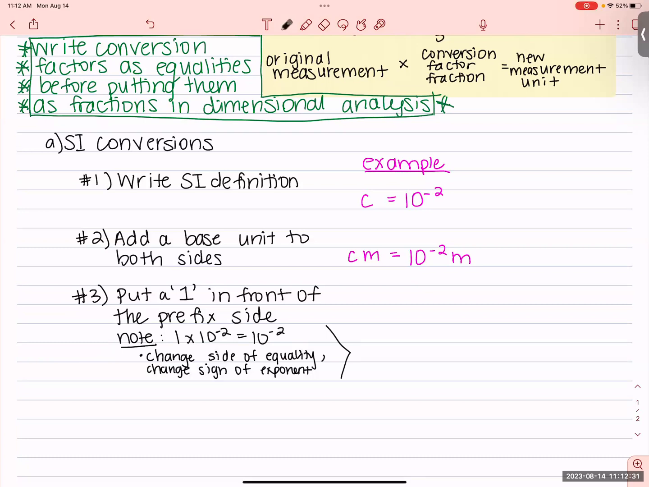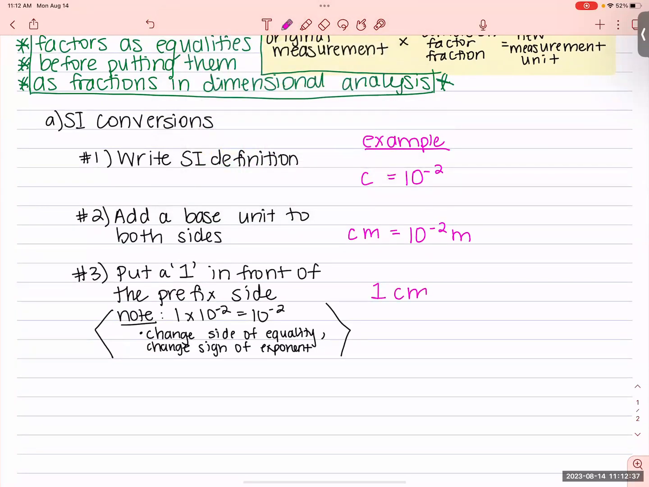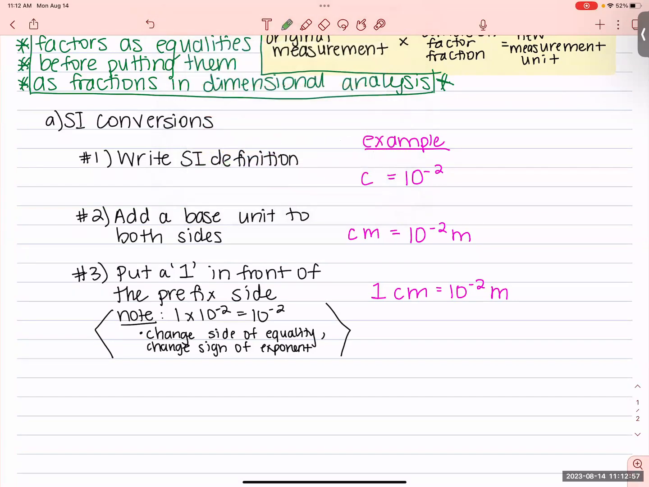I'll show you the different ways in which you can write the centimeter conversion. So I'm just going to add a 1 in front of the centimeter here, and that is good enough for me. If you're just wanting to solve problems, that's how you can write the centimeter conversion. Now, however, you may have learned your SI conversions a little bit differently, or you may move to a class where the instructor uses a different conversion, and I don't want you to get confused.